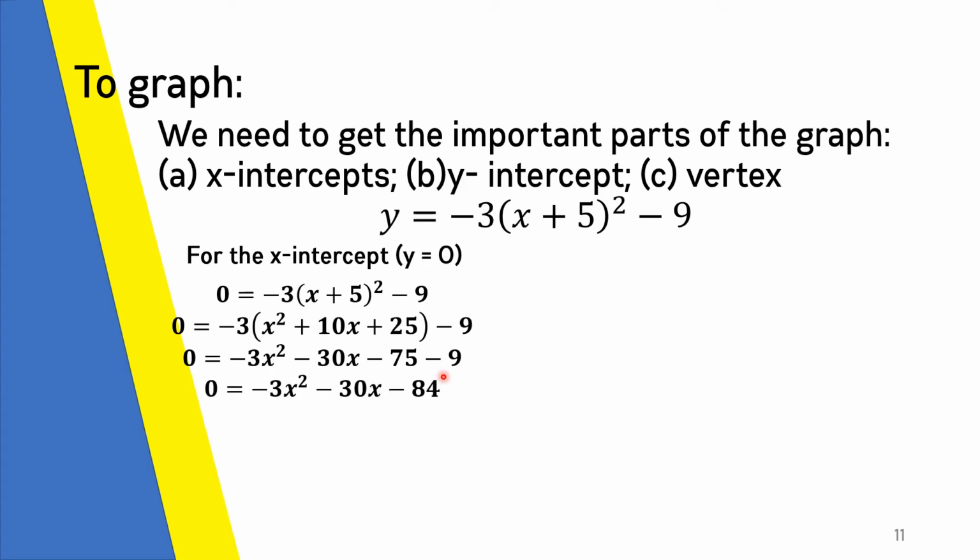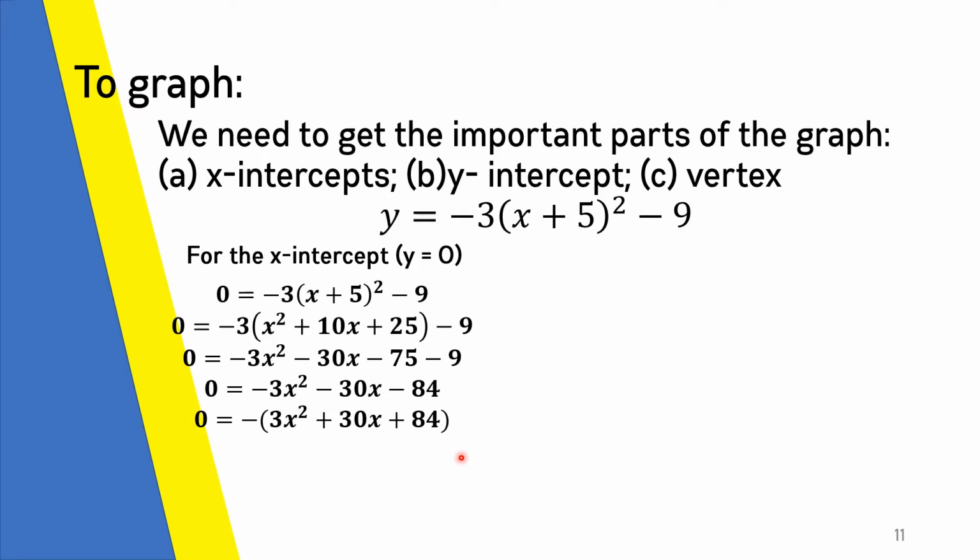And then let's simplify. So 0 equals negative 3x squared minus 30x minus 84. So let's extract the negative. We have here the quantity of negative of 3x squared plus 30x plus 84. So I am about to plan to solve for the roots of this equation, but if you're going to find it out, you can factor it.